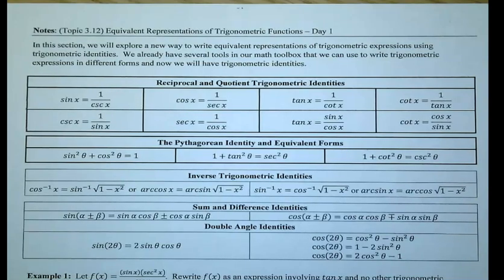Today we are looking at topic 312, equivalent representations of trig functions, day one. We have worked in different sections and learned how to write equivalent representations of trig function expressions. And we've used some identities, but in this lesson we're going to look at several more tools and more identities that will not only help us write the expression in a different form, they will also help us solve more involved trig equations.